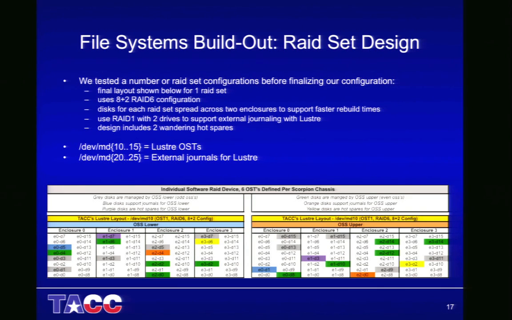Our final layout, this is just one of the RAID sets. Could care less actually what it looks like, but the thing I wanted to tell you is that we're using RAID 6 in an 8+2 config, and we have 64 drives total that we can play with. So we have 6 OSTs on each OSS, so that takes up 60 drives. Then we use 2 drives in a RAID 1 configuration where we put our Lustre external journals. And so we have 6 journals which we divvy out to 6 OSTs. And so that's 62 drives. And then the last 2 drives we just configure as wandering hot spares. So we do use all 64 drives in this particular configuration.